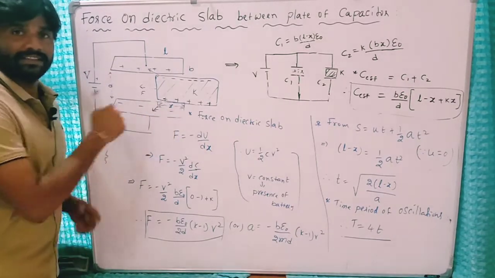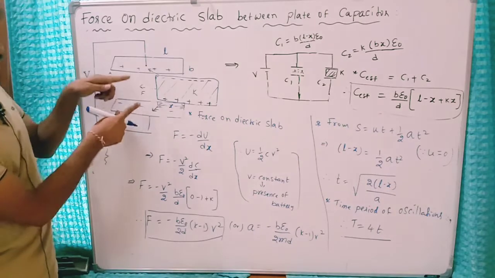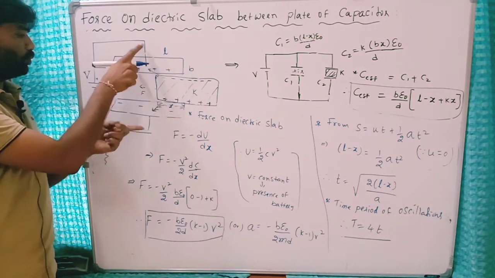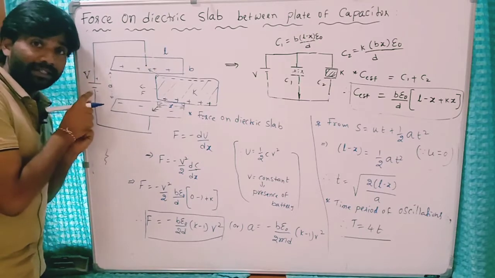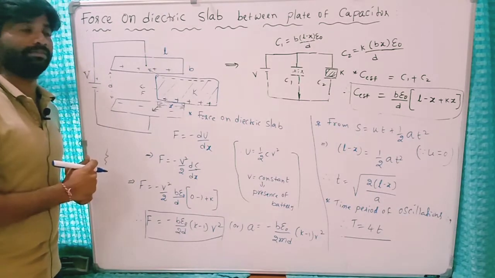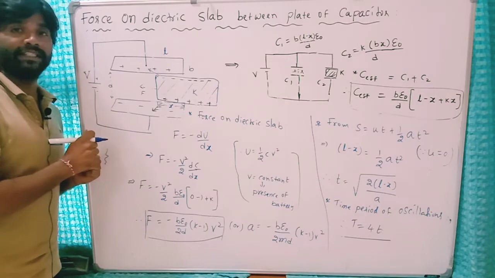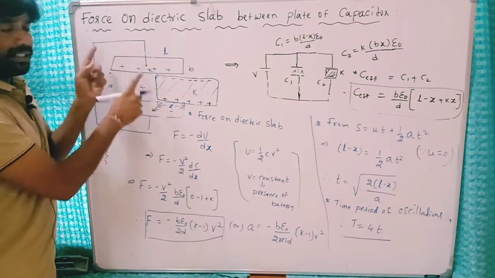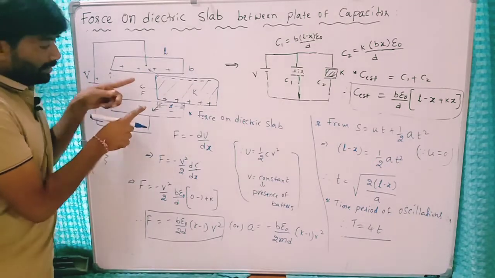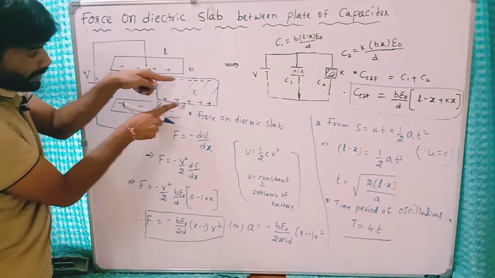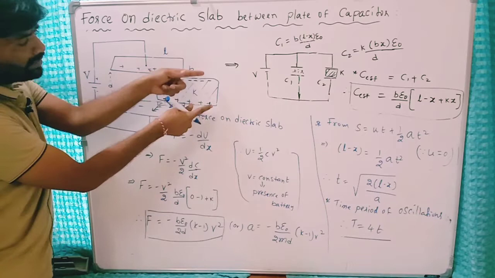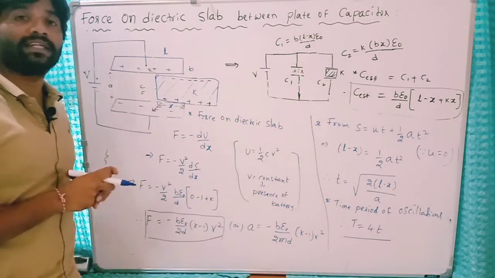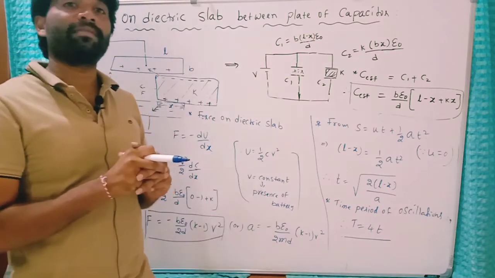Now that is X, and you can also see the dimensions of these plates of the capacitor, L and B, and these two plates are connected to a battery with constant potential V. The plates gap is D. Now this battery can provide some charge to these plates. The charge on the plates of this capacitor can induce some other charge inside this dielectric material because of induction.